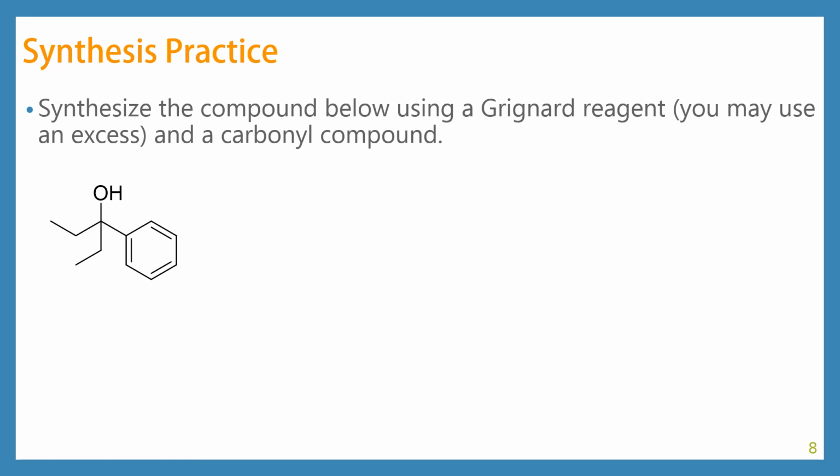So synthesize the compound below using a Grignard reagent, and you may use an excess of the Grignard if you would like to, and a carbonyl compound. Notice that the directions do not tell you which carbon piece has to come from the Grignard and which carbon piece has to come from the carbonyl compound. That's actually what allows this to be done in 3 different ways, is that you can switch that up.